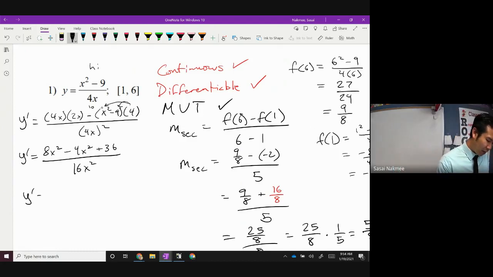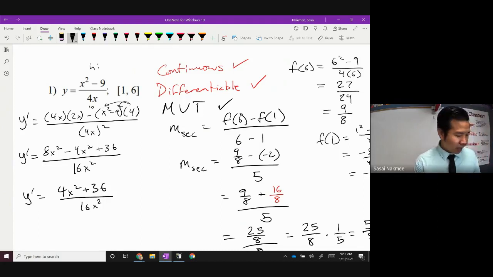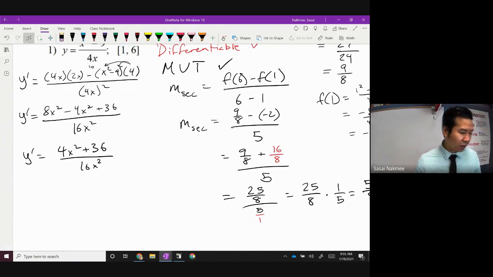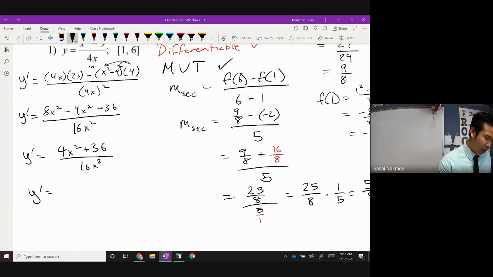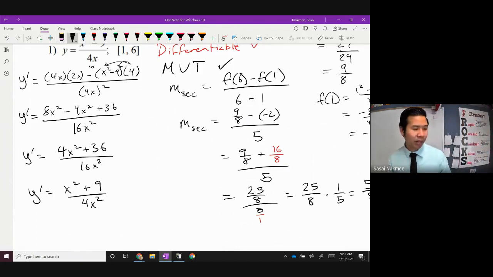So this is telling me y prime is equal to 8x squared minus 4x squared. Those are a common term right there, so I can go ahead and combine that. 8x squared minus 4x squared looks like it's going to be 4x squared plus 36, all over 16x squared, right? And I can reduce that. That looks like it all has a factor of 4. So I can reduce that down further and say y prime is going to be equal to x squared plus 9, and in the bottom, I have 4x squared. And there is my derivative.